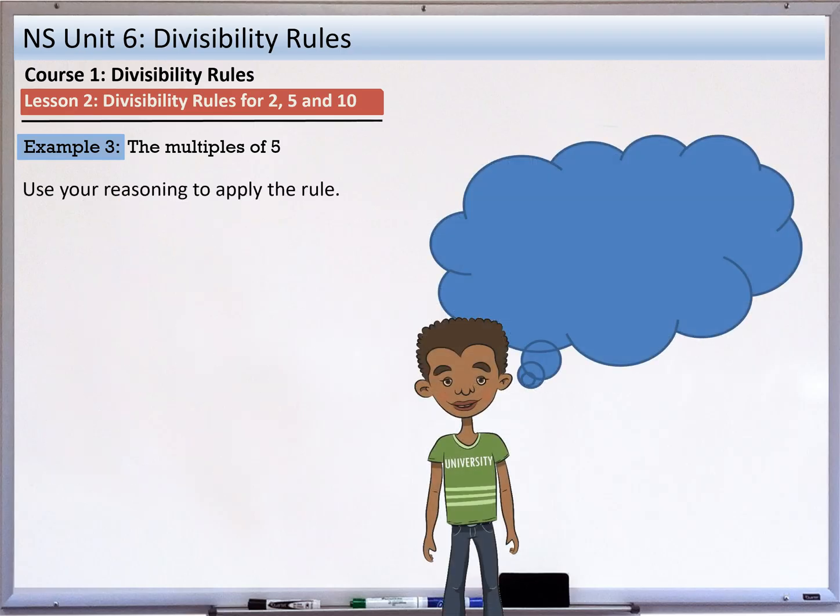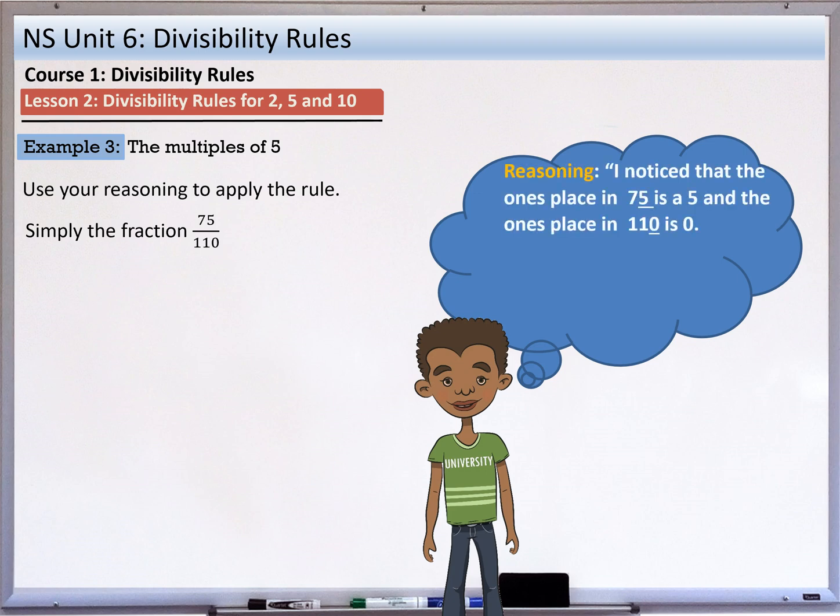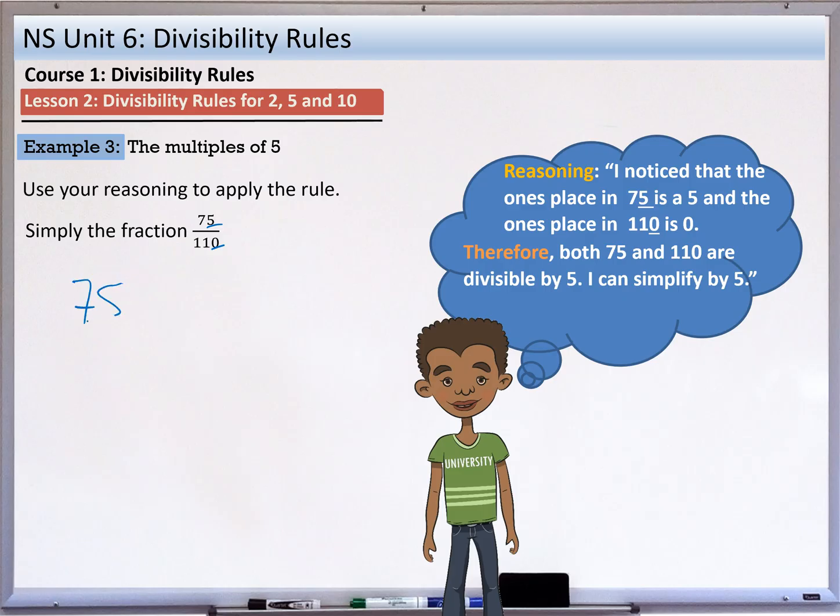I know we're running a little bit longer than usual. We'll wrap this up. So let's use your reasoning to apply the rule. Let's simplify the fraction 75/110. We notice there's a 5 or 0 in the ones place. That means that they're both divisible by 5. So one way we can simplify is by 5. That'll be 15/22. And that's as low as we can get there.